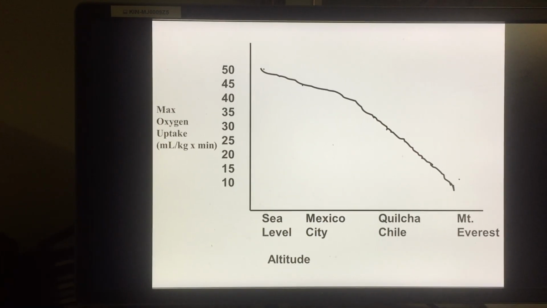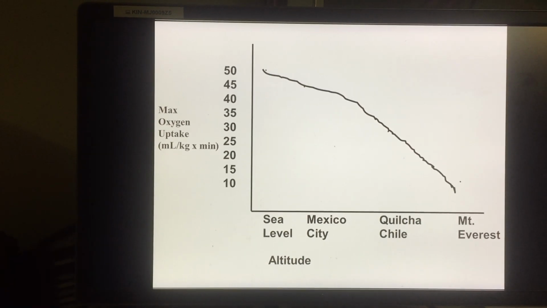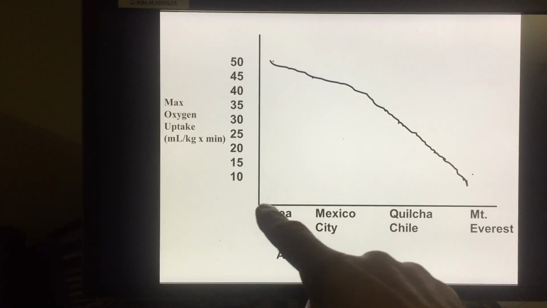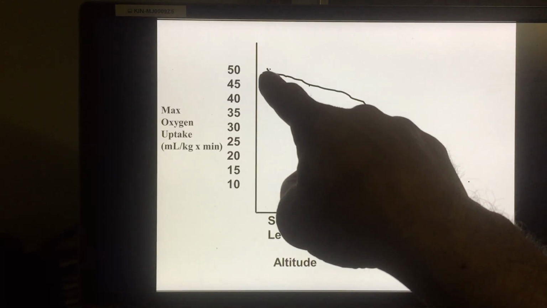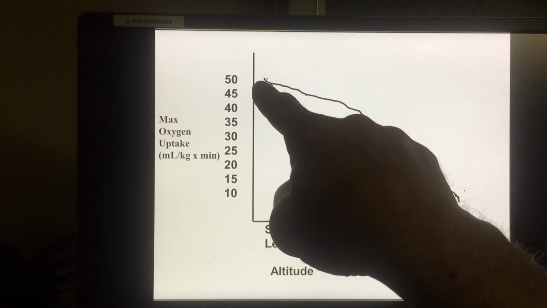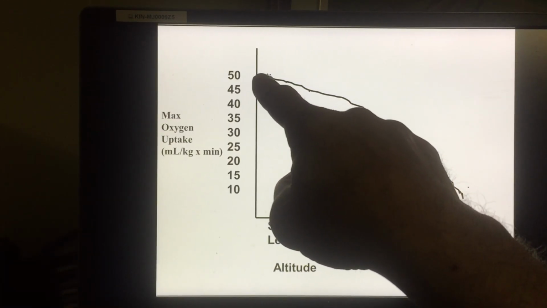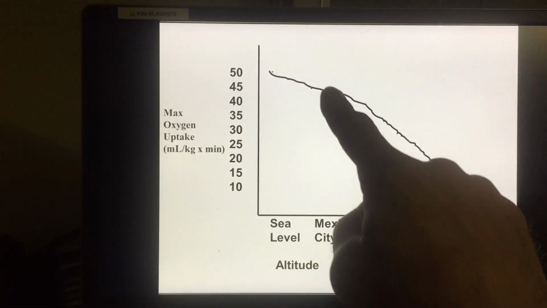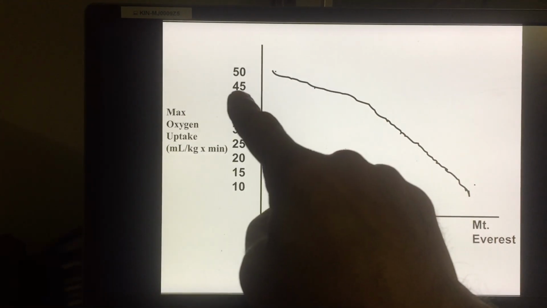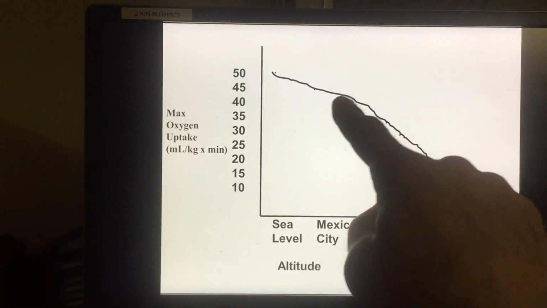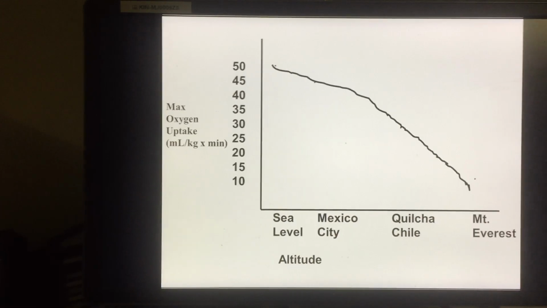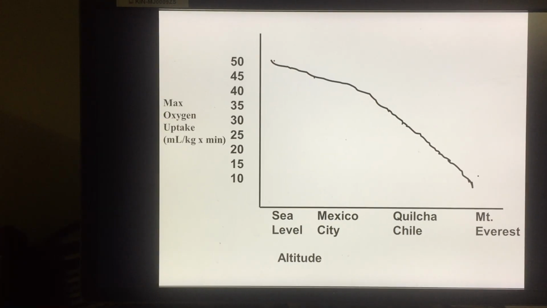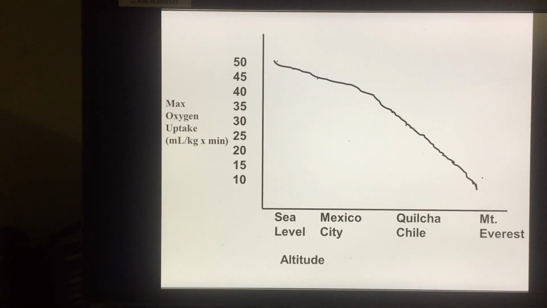This graph just shows you how your maximal oxygen uptake is affected at different altitudes. So you have sea level, you have say a well-trained young individual with a maximal oxygen uptake of about 50. Mexico City, you can see it's quite reduced, probably by about 10%. And I'm showing you that because they once held the Olympics in Mexico City and it really messed up a lot of the endurance events.